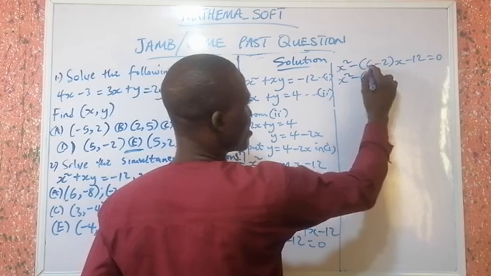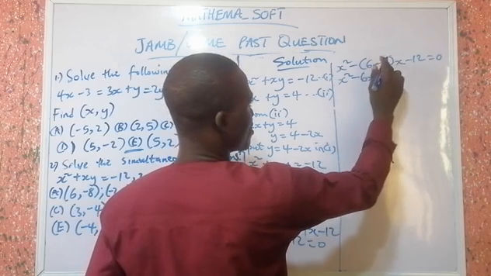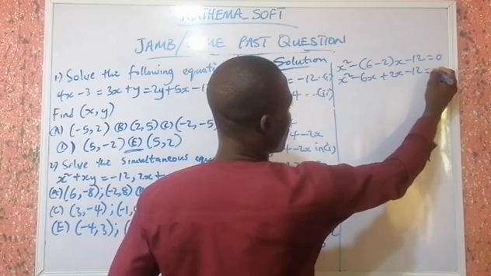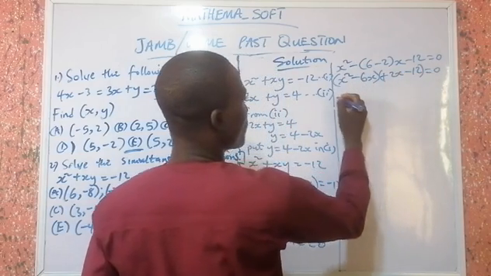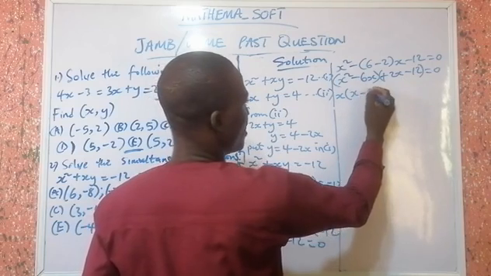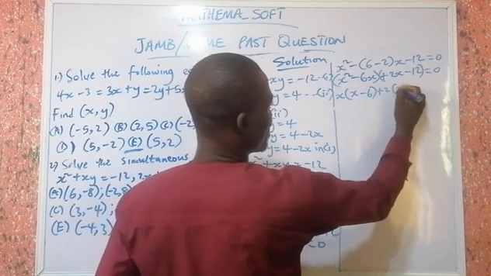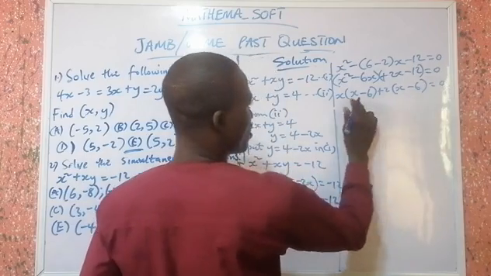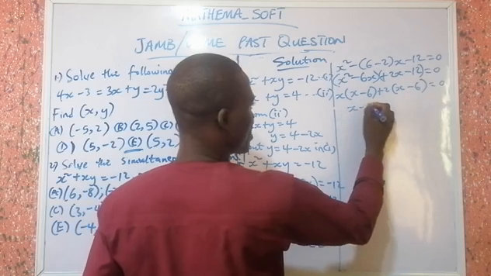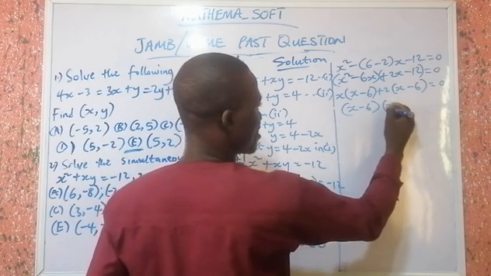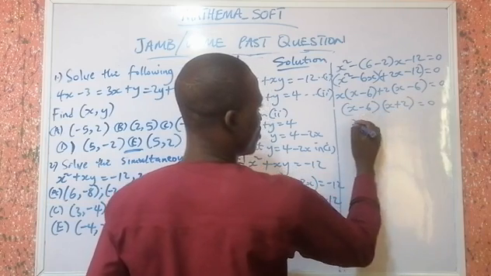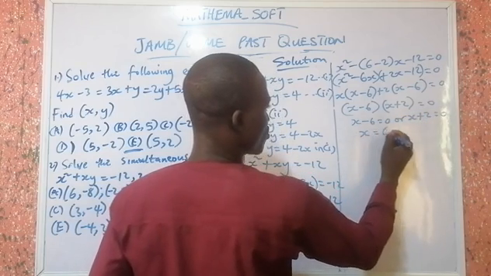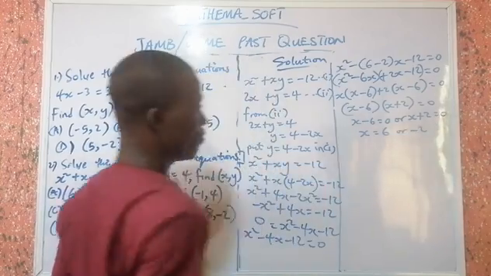X squared minus 6 times x, 6x, minus times minus 2 times x will give me plus 2x minus 12 equals 0. And then you group completely. So I have x minus 6 plus 2 bracket x minus 6, bringing out the common factor, equals 0. Because x minus 6 is common, I will factorize it out. And then what will I have left? x plus 2 equals 0. So x minus 6 equals 0, or x plus 2 equals 0. X equals 6 or minus 2.